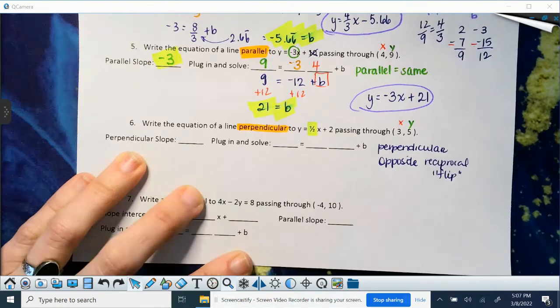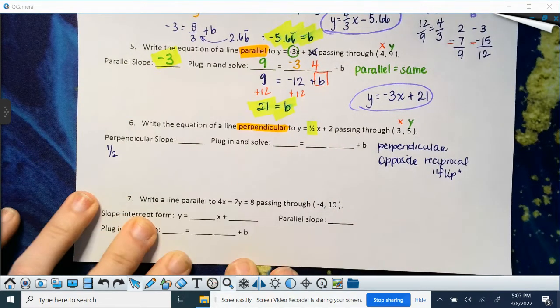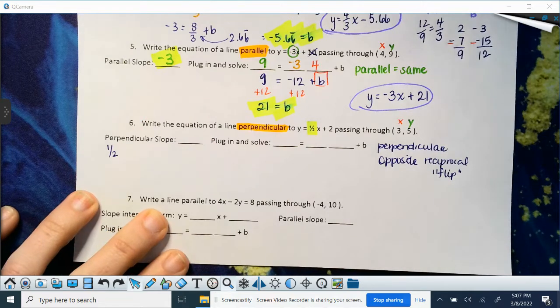Now, our slope is 1/2. So 1/2 would be parallel. We would use 1/2. And I challenge you to pause the video. Try it.